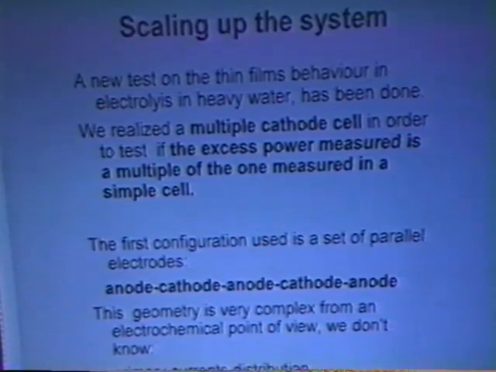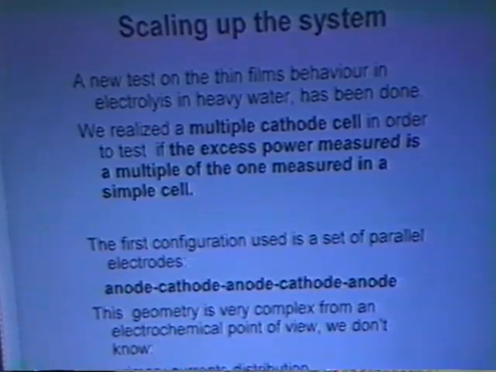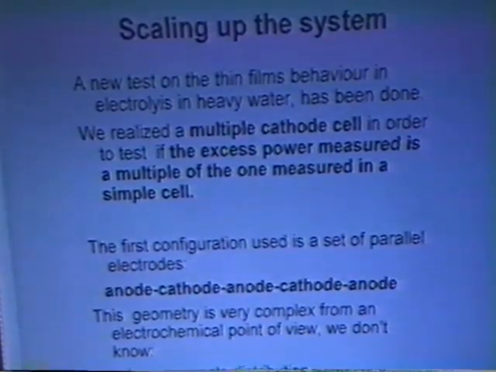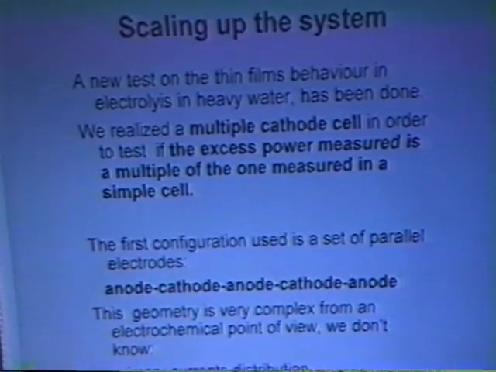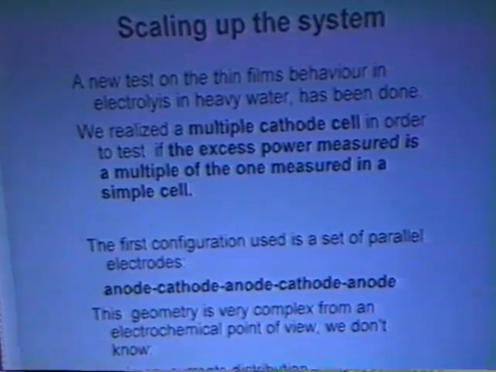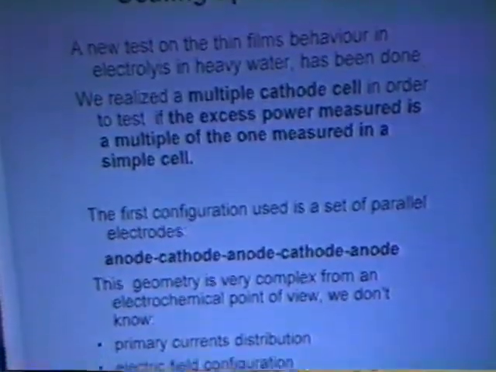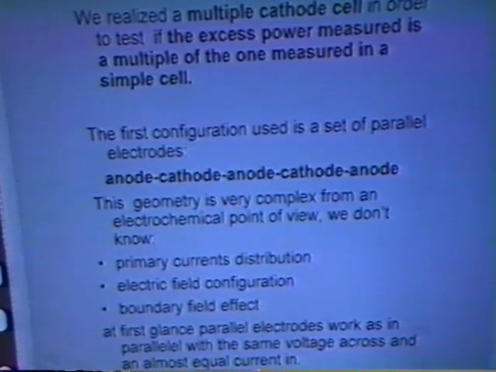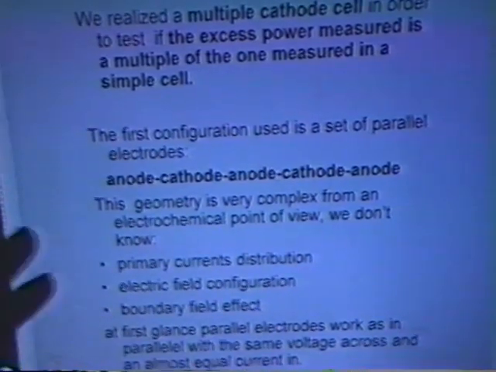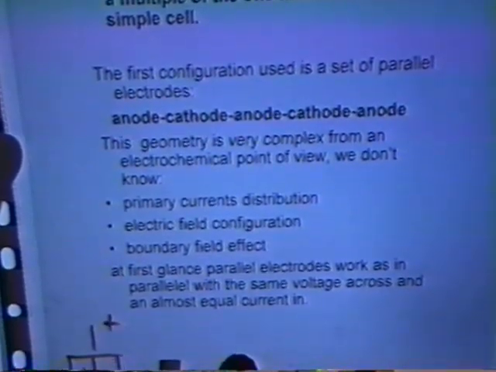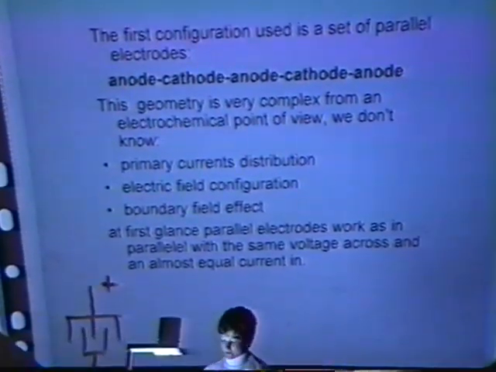We realized a multiple cathode cell to see if the excess power is a multiple of the one measured in a single cell. I mean, if I have 200 milliwatt with only one cathode, is it possible to have 400 milliwatt using 2 cathodes? The configuration that we use is a set of parallel electrodes, cathode, cathode, this way. Something like this.